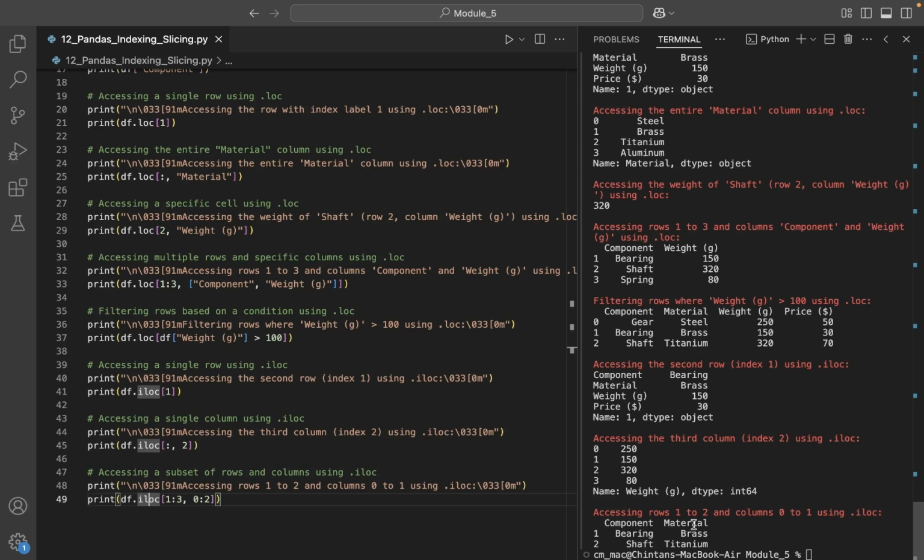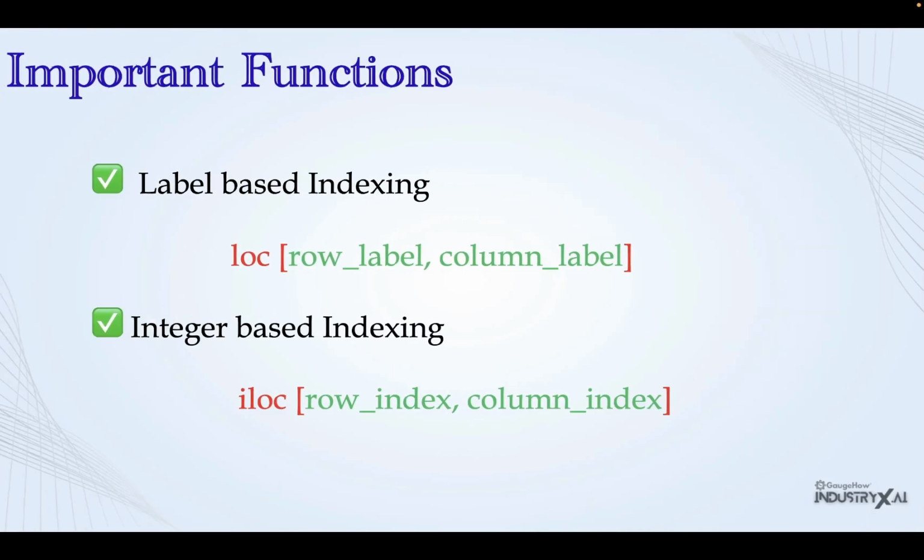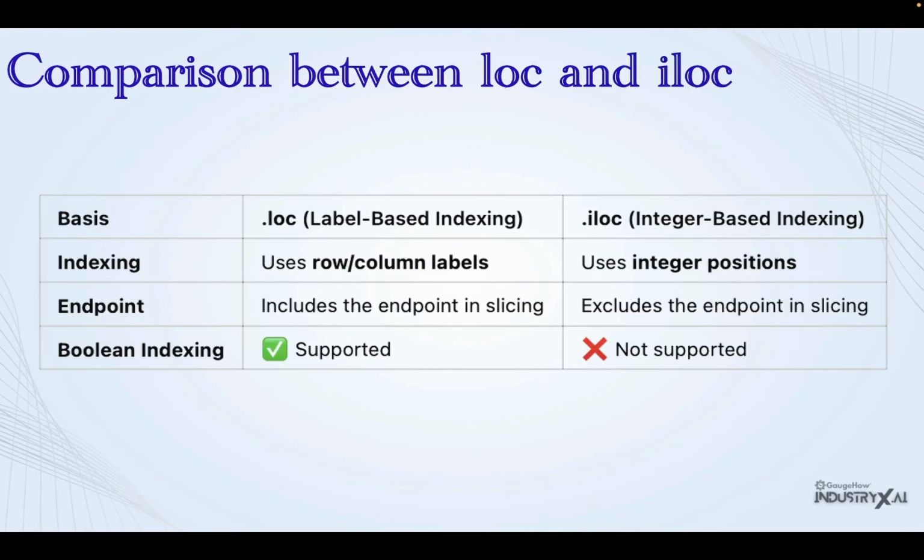Now as we understood this loc and iloc functionality, let's compare them side by side to get the clarity. So this .loc functionality is label based indexing, whereas iloc is integer based indexing. .loc functionality includes the endpoint in slicing, whereas .iloc excludes the endpoint in slicing. Boolean indexing, that is filtering, is supported in loc functionality, but it is not supported in the iloc functionality.